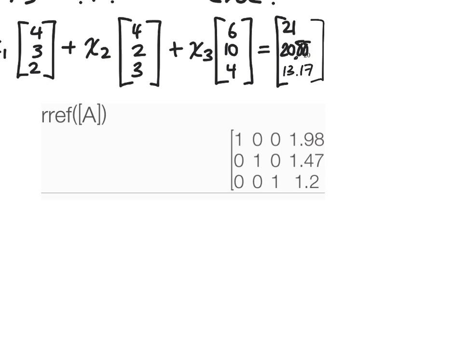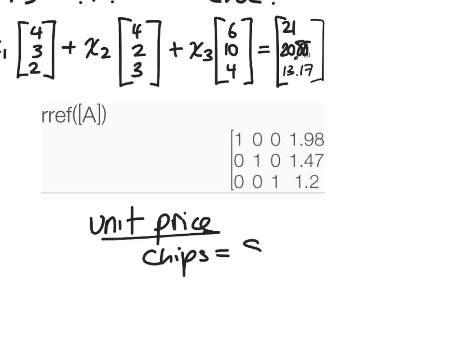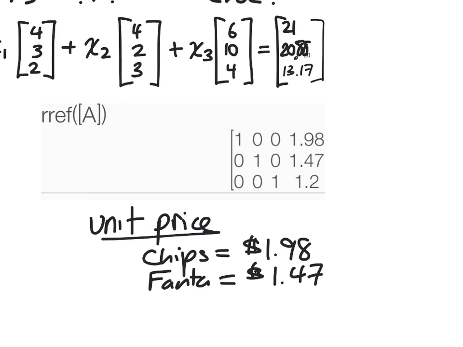All right, so unit price. You have chips, $1.98. You get the pop, $1.47, and then you got the chocolate.